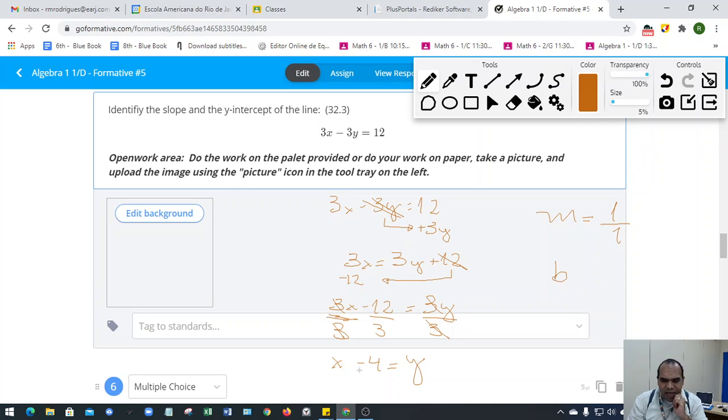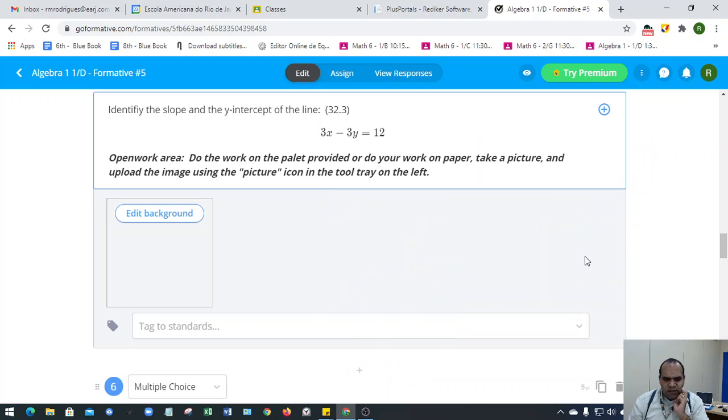And my y-intercept, my b, is the constant, the number alone, with no variable next to it. It's negative 4. Here's my slope, here is my y-intercept. Great. Let's go to the next one.